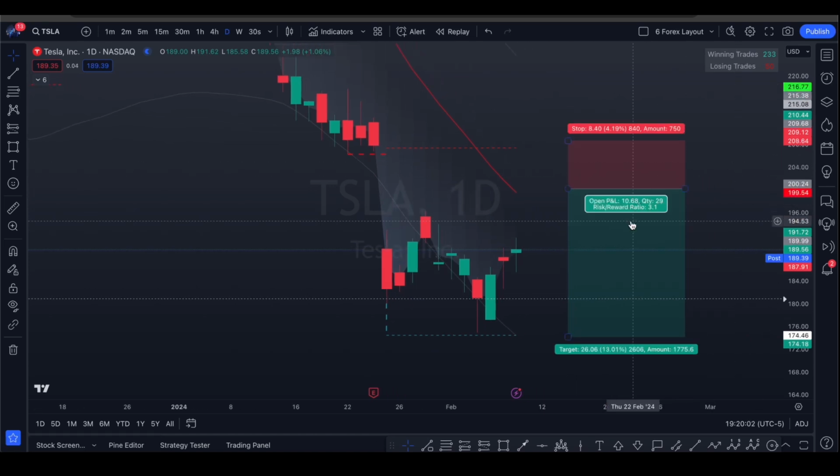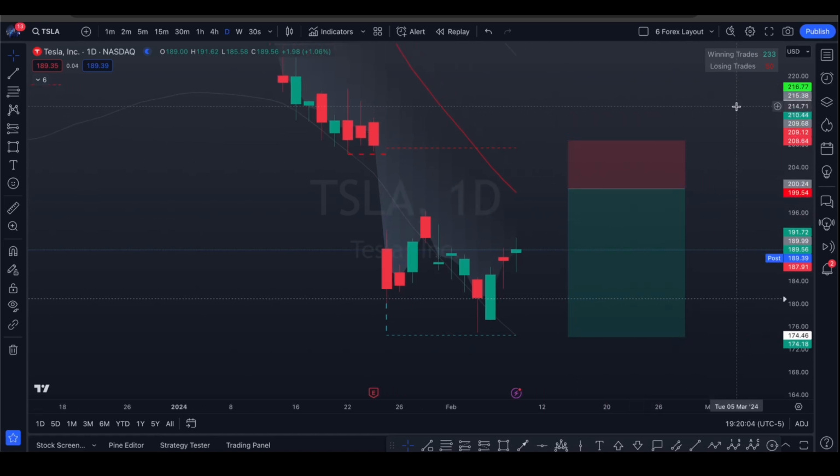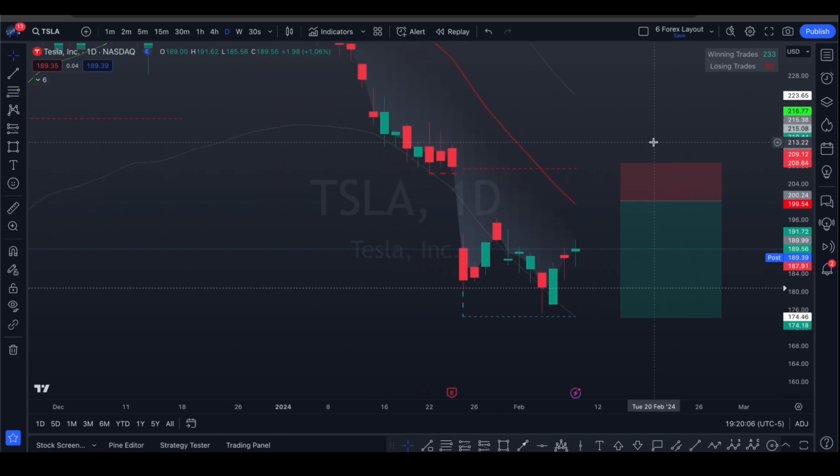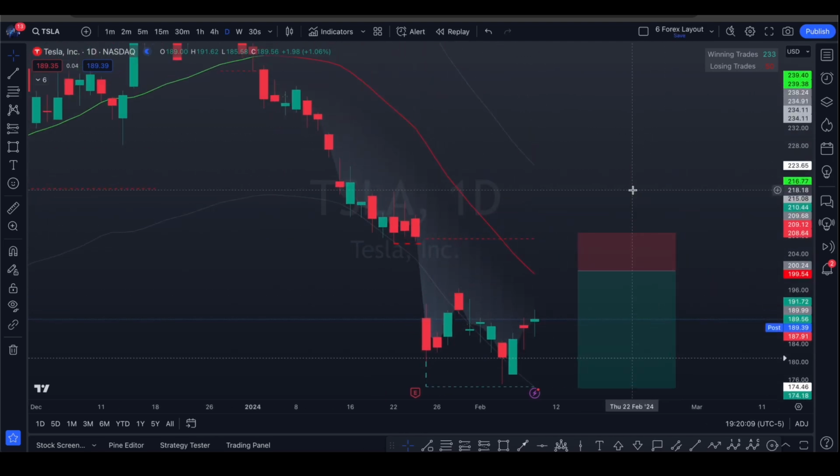This would end up giving us a 3-to-1 risk versus reward. And the cool thing here is that it doesn't matter if the trade works out or not. We don't care if we make money. We're just trying to execute our system to perfection.